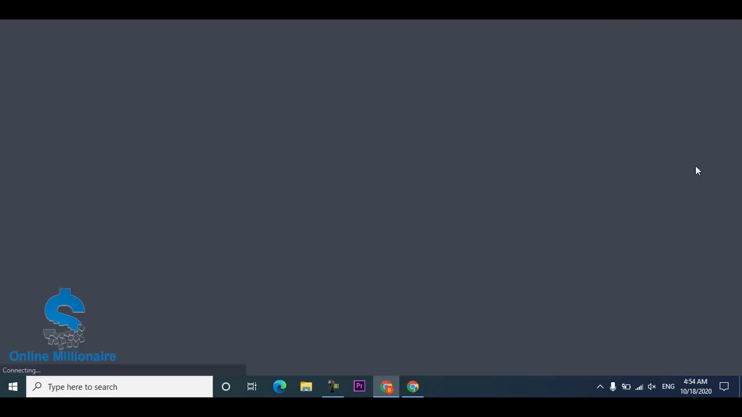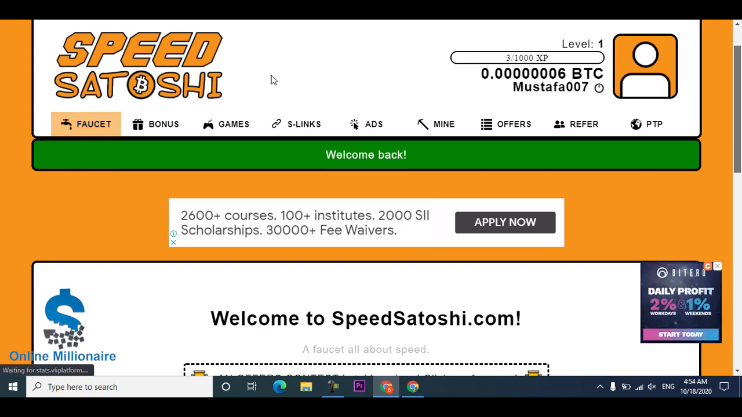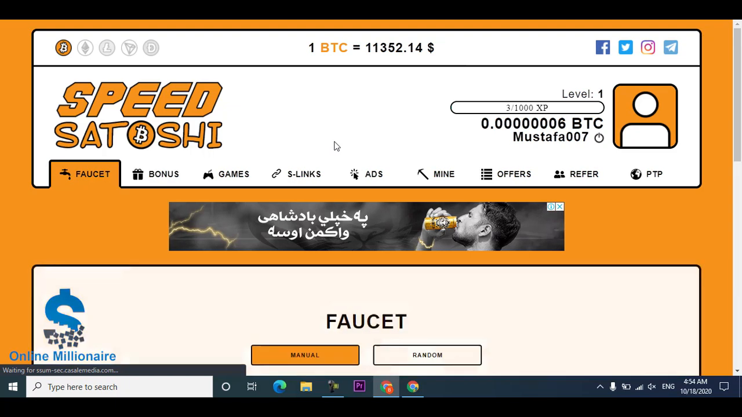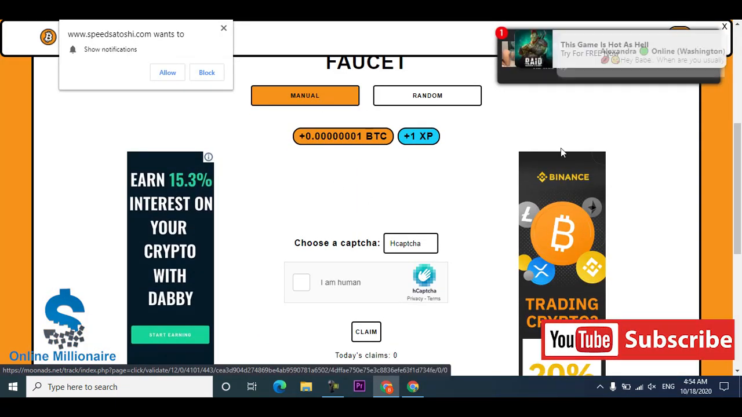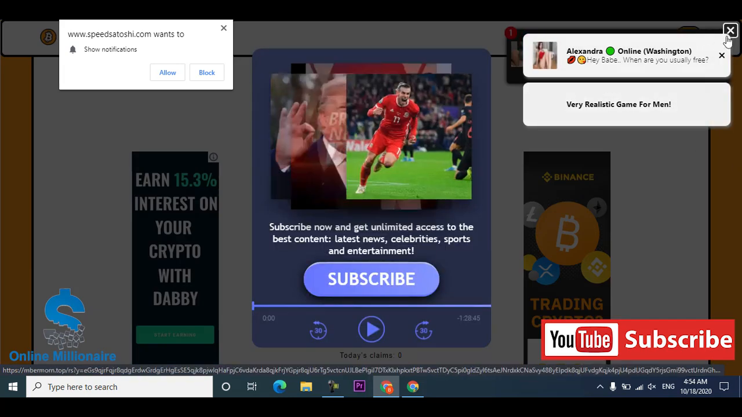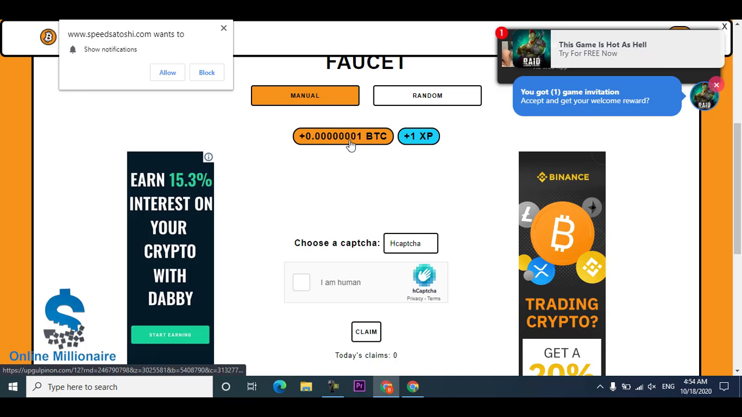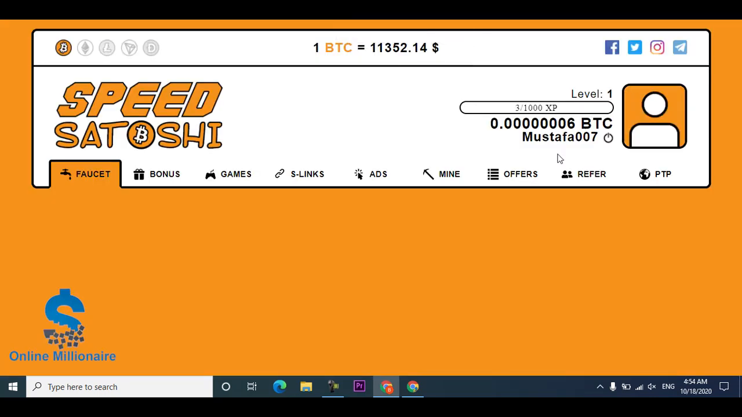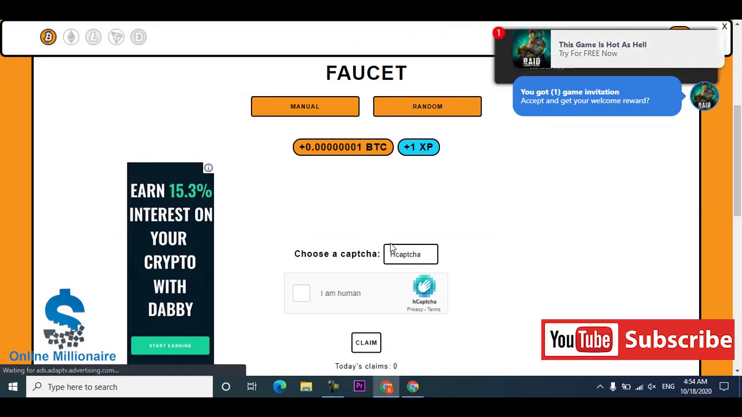The first way you can earn from here is the Faucet. You click Faucet, and you can earn from the Faucet. There are two types of Faucet on this website. The first one is the manual Faucet. Manual means they manually pay you the amount of 1 BTC. Okay, the next one randomly pays you from 1 to 10 BTC.